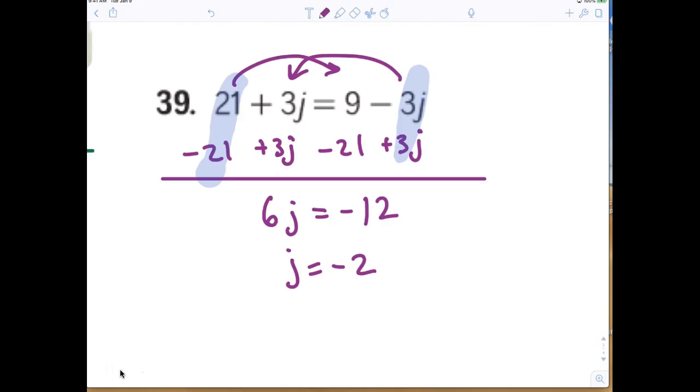Why do you make it plus 3j and minus 21? Well, because I'm moving this, keep in mind, to the other side. And if it's negative on the right, it's going to be what on the left? That's right. Are you okay with that or not? Just like that, guys.